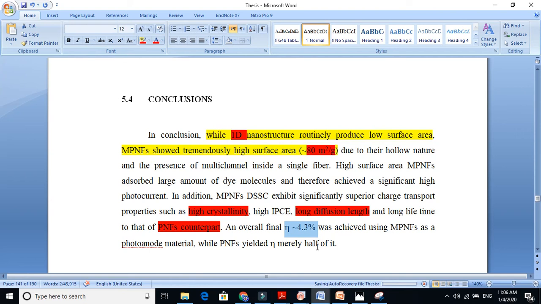You see how we change the language here. It's very nice. We can also write here that the efficiency is half. For example, 4.3 efficiency, and we can also write that this is almost 2.1 for the porous nanofibers. But we just change this language. You see, they say the overall power efficiency was achieved using multiporous nanofibers as the photo material, while porous nanofiber yielded efficiency merely half of it. You see, so this is how you can write good sentences.